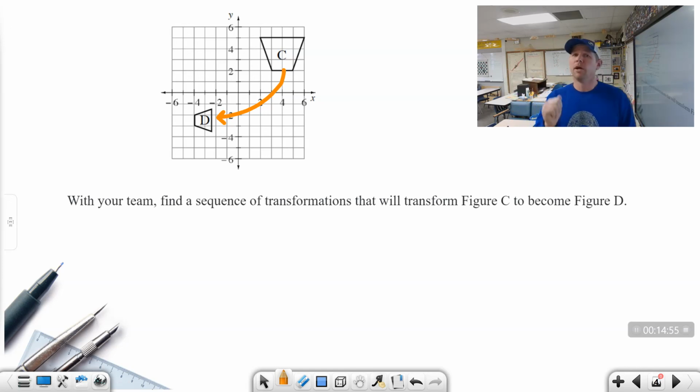Do those first. Now, I know that it is difficult to put all these skills together. If you need a refresher on how to do slide, turn, flip, please look at lesson 6.1.4. There are 3 different videos that go along with those 3 transformations.